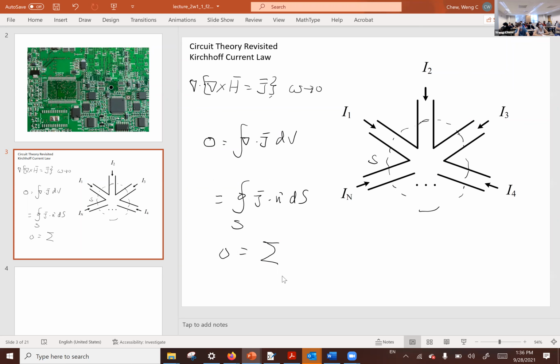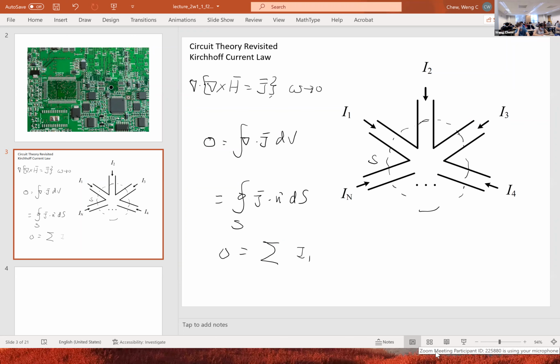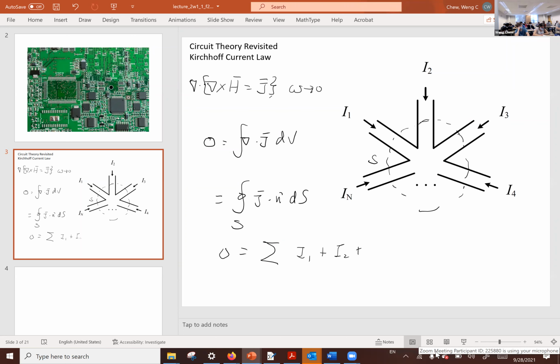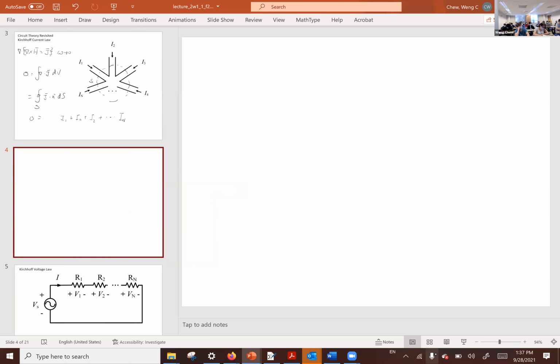And then you have Kirchhoff Current Law. Let me make sure that I didn't miss anything. So you essentially have I1 plus I2 plus I3, up to IN, have to add up to 0, which is the statement of Kirchhoff Current Law. And of course, we can say that some approximation is being made here. The approximation is that we assume no charge accumulation at the junction.